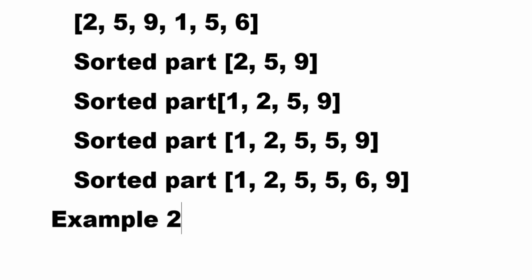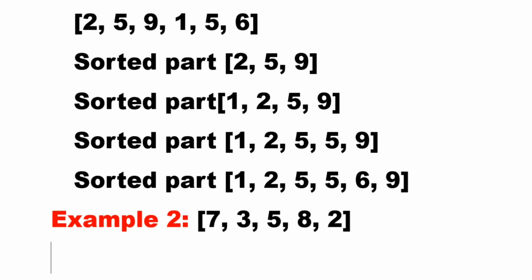Example 2. In this example 2, I need to take the array 7, 3, 5, 8, 2. This is another example. First, start with the first element. The first element is 7. This is the sorted part. 3, 5, 8, 2 are the unsorted part.